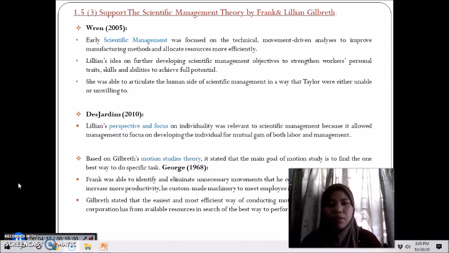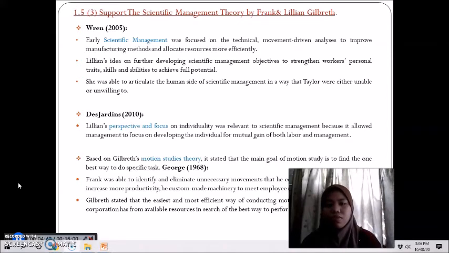Support the Scientific Management Theory by Frank and Lillian Gilbreth. First is Frank. Early scientific management was focused on technical, movement-driven analysis to improve the manufacturing process and allocate resources more efficiently. So Lillian's idea in further developing scientific management was to strengthen workers' personal traits, skills, and abilities to achieve full potential. She was able to articulate the human side of scientific management in a way that Taylor was either unable or unwilling to.